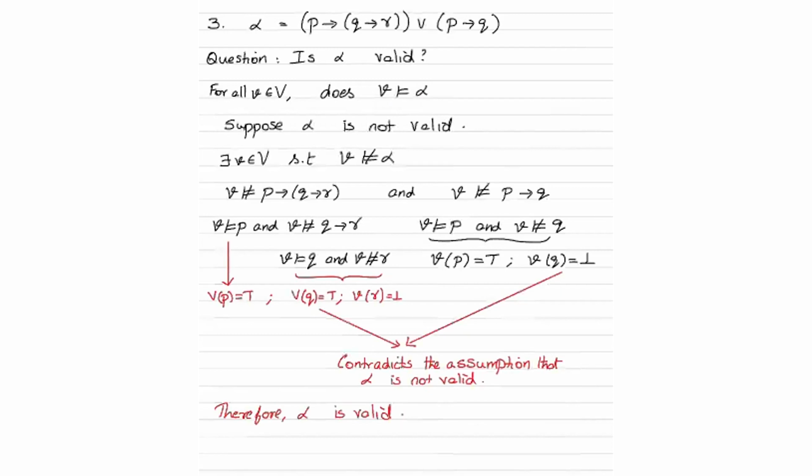So I'm going to give an argument by contradiction. Suppose alpha is not valid. What I want to claim is that this formula is a valid formula. Now, suppose it is not valid. What does it mean? It means that there is some valuation V such that V does not satisfy alpha. Now, alpha has a very nice structure. This formula is a disjunction of two subformulas, right? So if V does not satisfy that formula, it means that V does not satisfy both the components, both P implies Q implies R and P implies Q. That's from the semantics of disjunction.